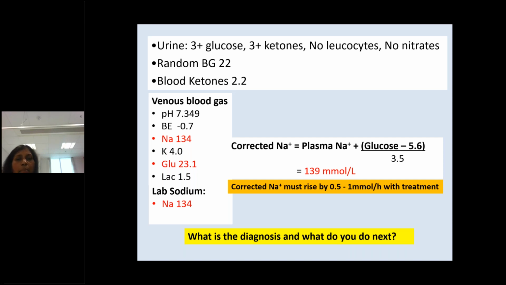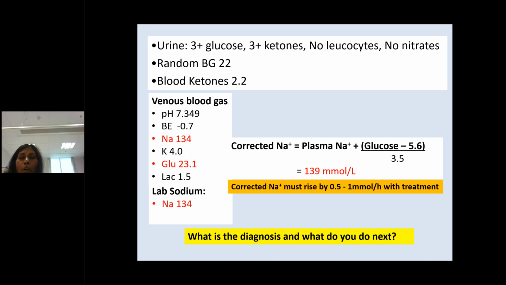We think it's on the lower side, but the key message on this slide is that any child presenting with diabetes or DKA, whenever we do a blood gas or the U&E, we have to make sure that we are correcting the sodium, because the sodium we see is apparently low compared to the actual sodium because of the high glucose content. The potassium is 4 in her case, and the lactate is 1.5. And the lab sodium is 134.